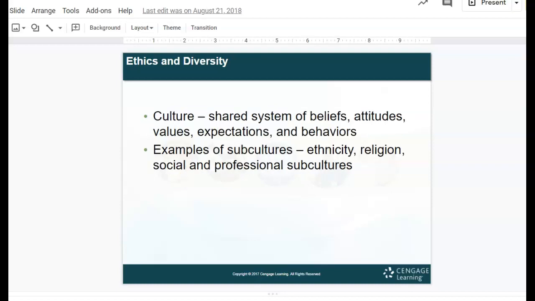Culture is a shared system of beliefs, attitudes, values, expectations, and behaviors. And then there's subcultures: ethnicity, religion, social and professional subcultures, etc. Again, these are all part of diversity and they fall into ethics. Absolutely. I'll give you an example. This is the one I use often.